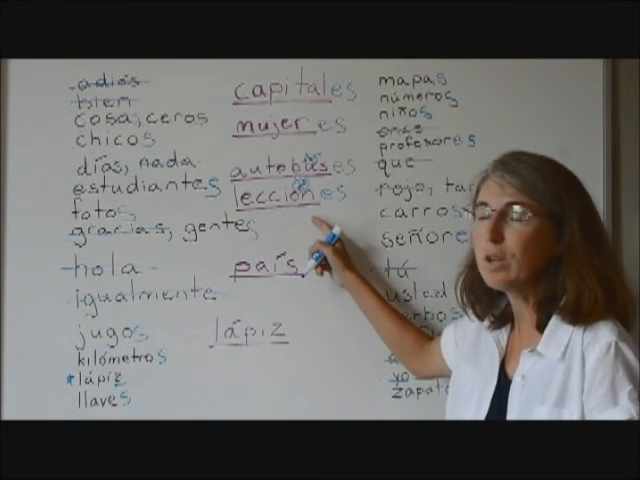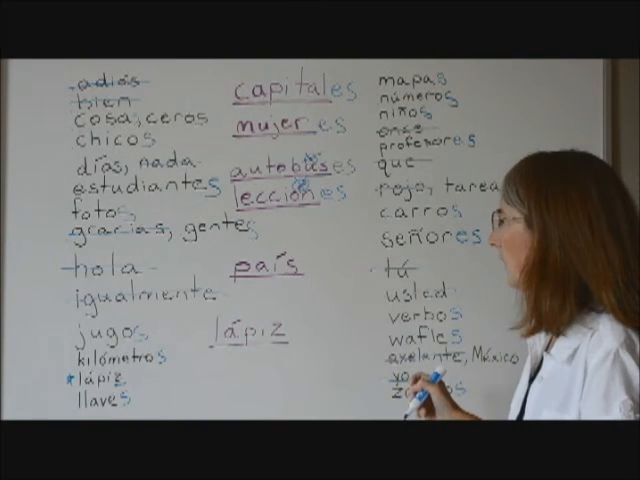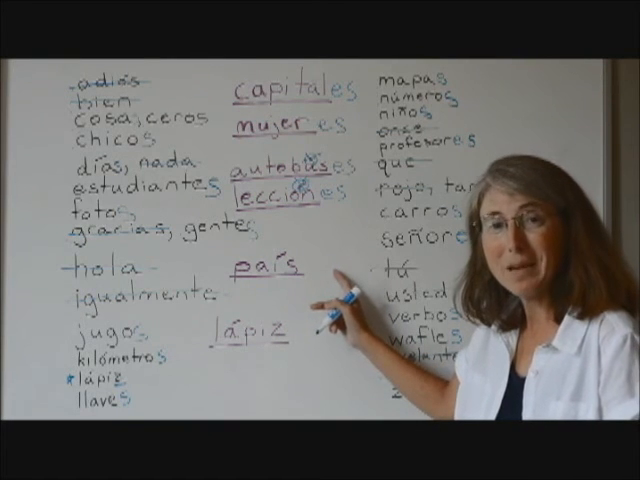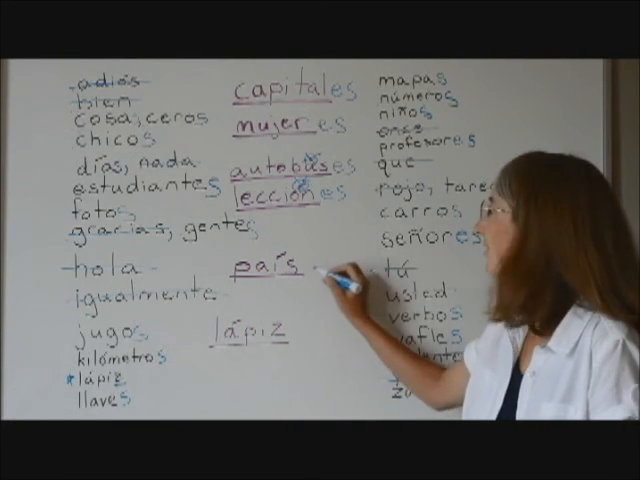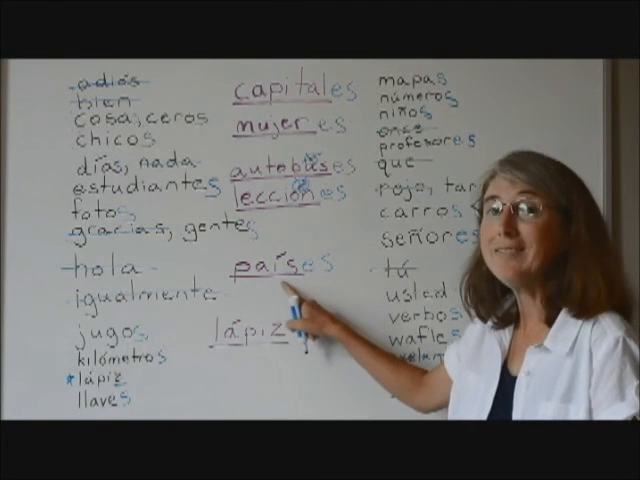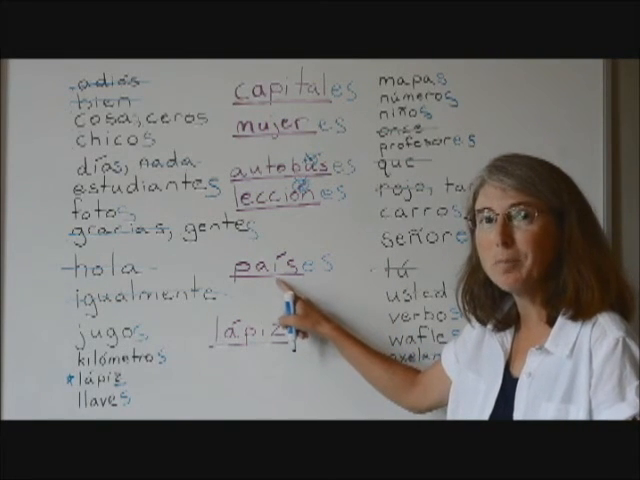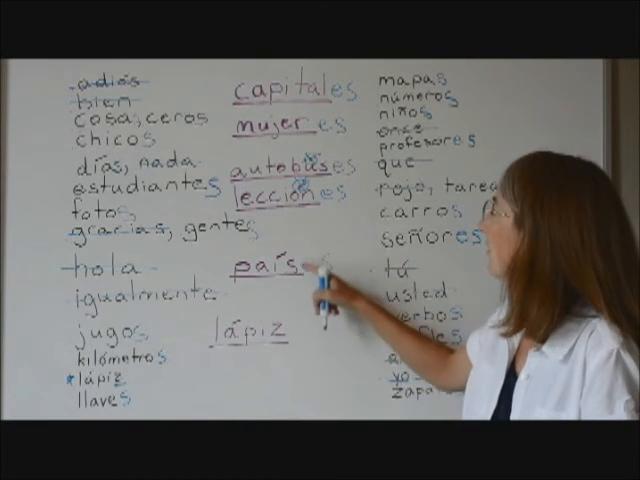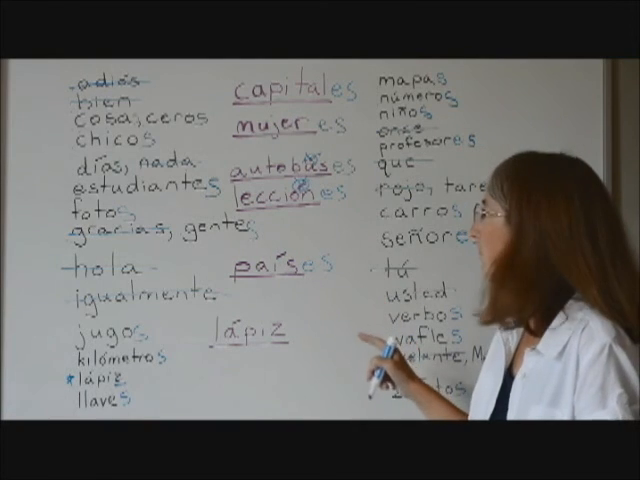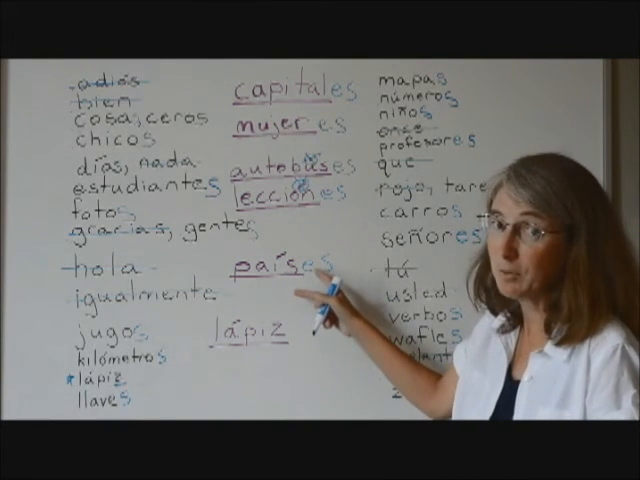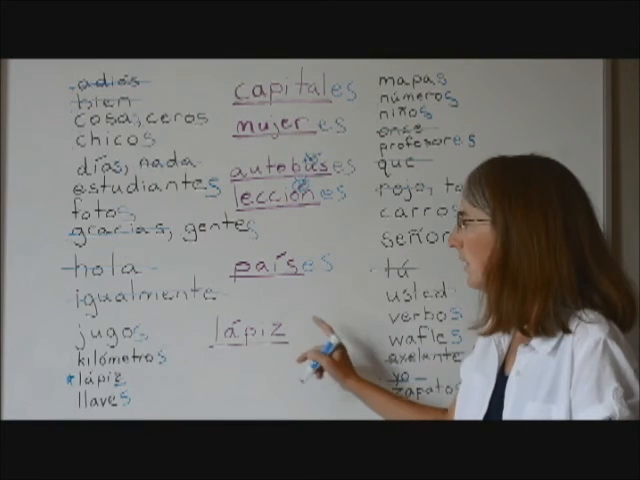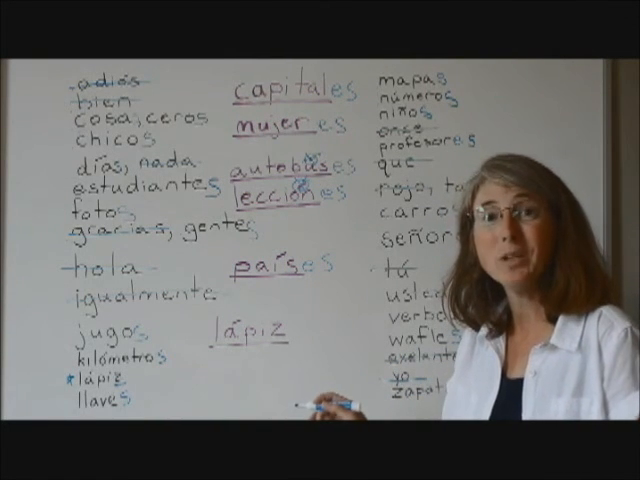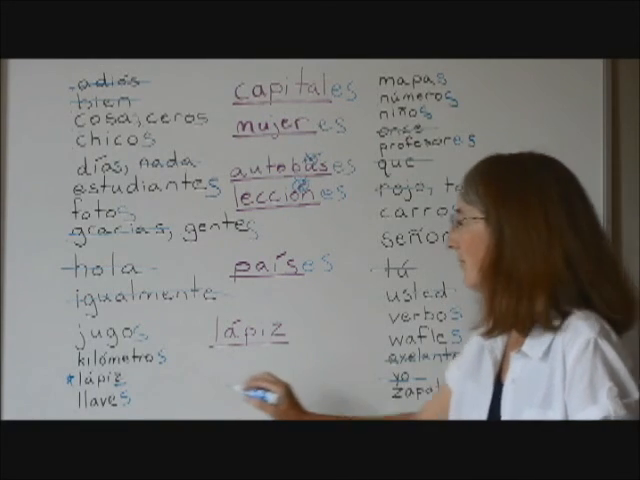Lecciones. This is another exception to that rule. País. We just add ES, but leave the accent mark. This accent mark, because it has a vowel with it, stays. Países. It's just an exception to the rule. The only time you don't just add S or ES is when a word ends in a Z.